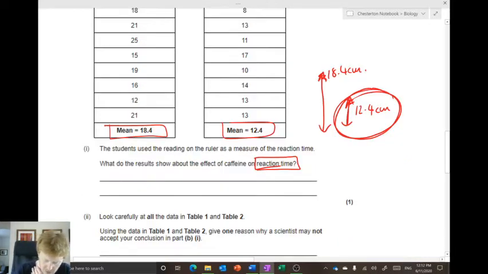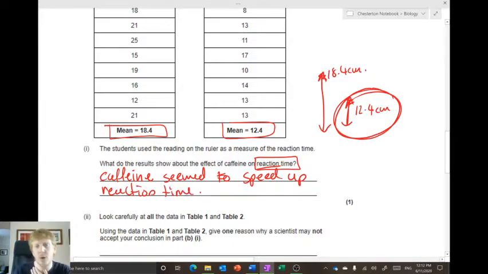So what do the results show? The caffeine seemed to speed up reaction time. It made your reactions quicker. It made you catch the ruler much faster.